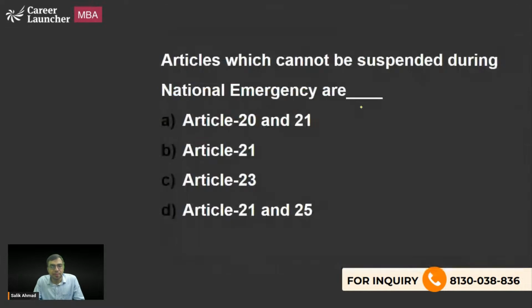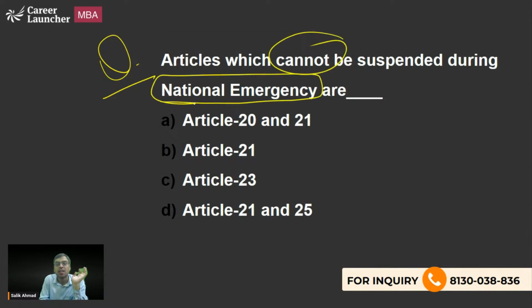Now let's move on to the next one. Articles which cannot be suspended even during national emergency are Article 20 and 21, 21, 23, 21 and 25. कौन से आर्टिकल को इवन नेशनल इमरजेंसी के टाइम पर भी सस्पेंड नहीं किया जा सकता है? What is the right answer? राइट आंसर इज आर्टिकल 20 एंड 21.